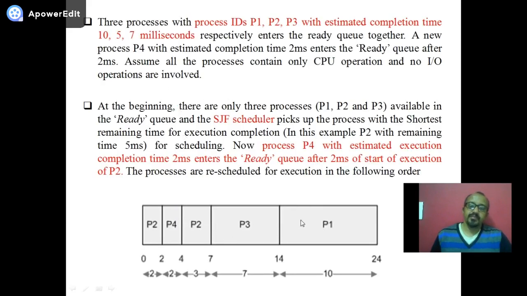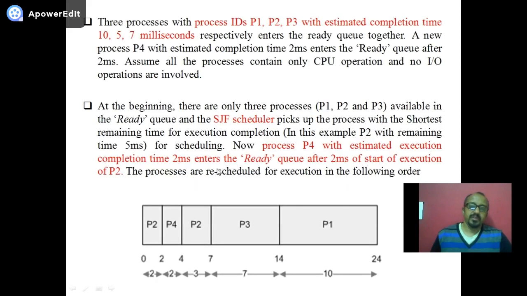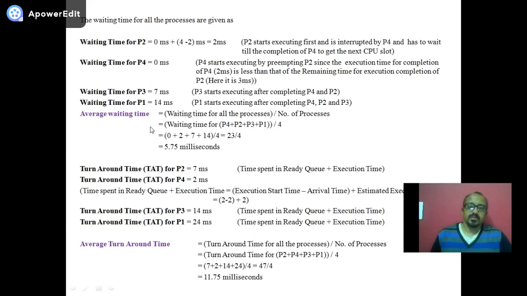Next, P3. P3 has to wait 7 milliseconds. Look at here, 0 to 7 milliseconds to start the execution and get the CPU time. So waiting for CPU, how much? 7 milliseconds. For P1 to start its code execution after CPU allocation by the scheduler, P1 has to wait, look at here, from 0 to 14. How much? 14 milliseconds. So we add up all to get the average waiting period of all the processes, which is 5.75 milliseconds.